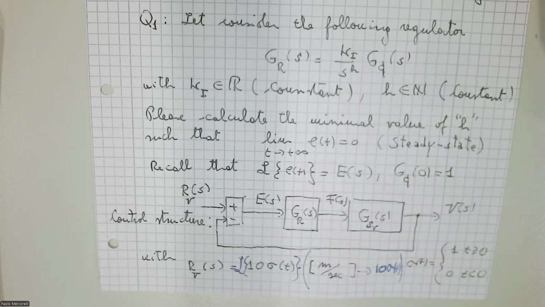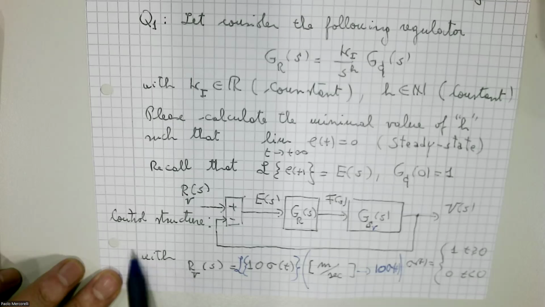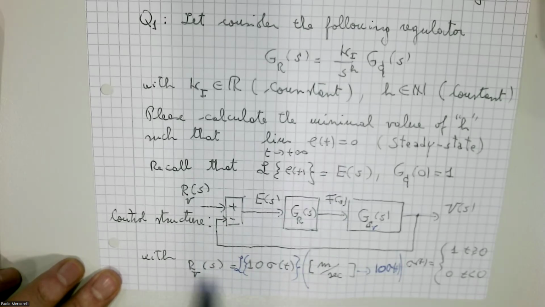The first question is to calculate the minimal value of h, this exponent of the integral, such that the steady state error equals 0. Basically, I want to have a steady state error equal to 0 if I apply a step input, assuming this control scheme, always the same control scheme.